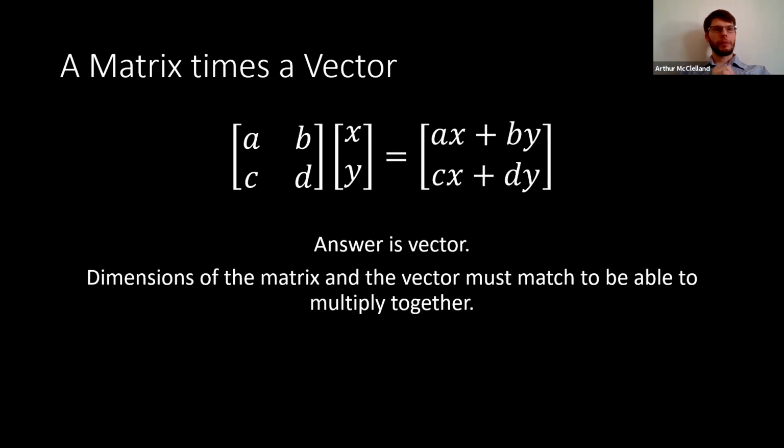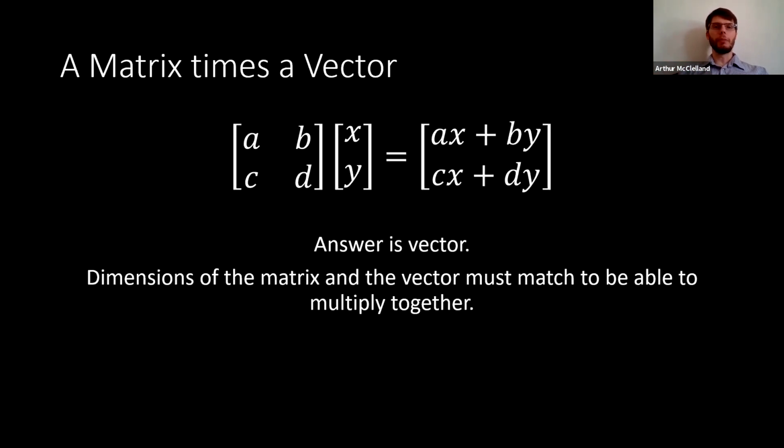Now we're going to talk for a moment about multiplying a matrix times a vector. If you multiply a matrix times a vector, the answer is a vector again. The dimensions of the matrix and the vector have to match to be able to multiply them together, and you'll see why in a moment.